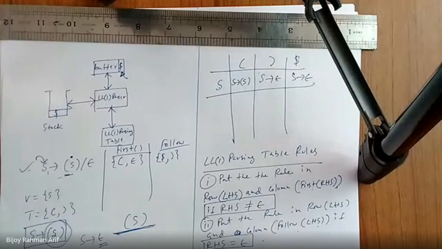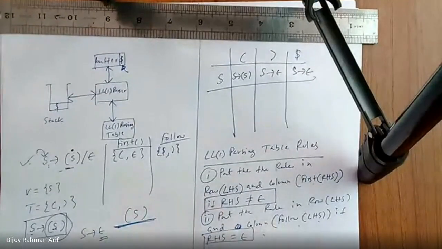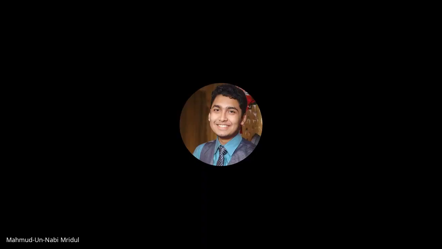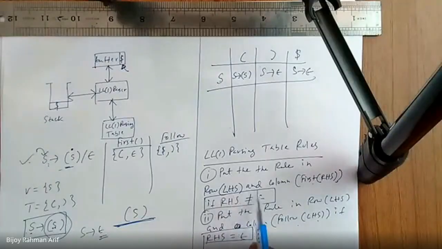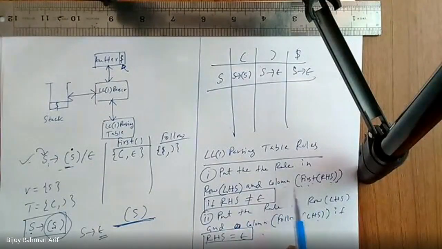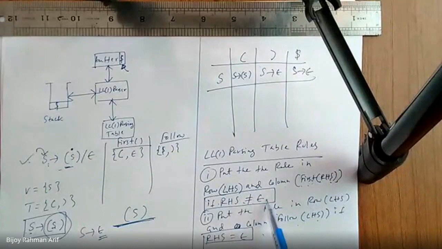Is it clear to you guys? If you don't understand, ask me a question, please. Can you explain this again? The rules.